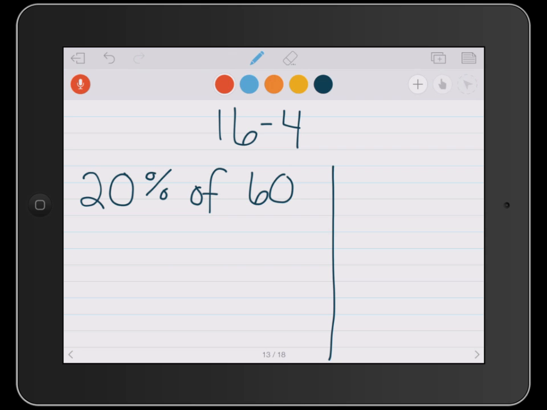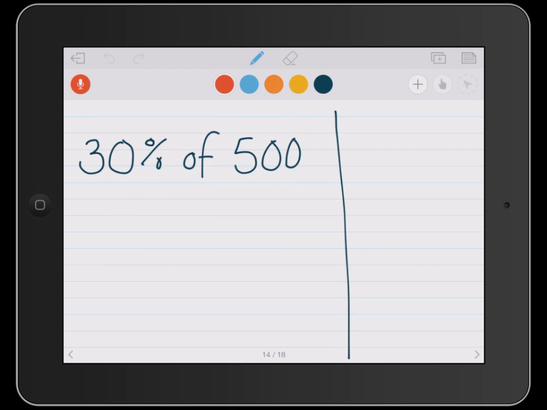We will allow you to use a calculator tomorrow, so let's change the percentage to a decimal and then multiply it times the whole number, which is 60. If I take 20% and then change it to 20 hundredths, multiply it times 60, I should get the answer of 12. Let's look at another one, 30% of 500.